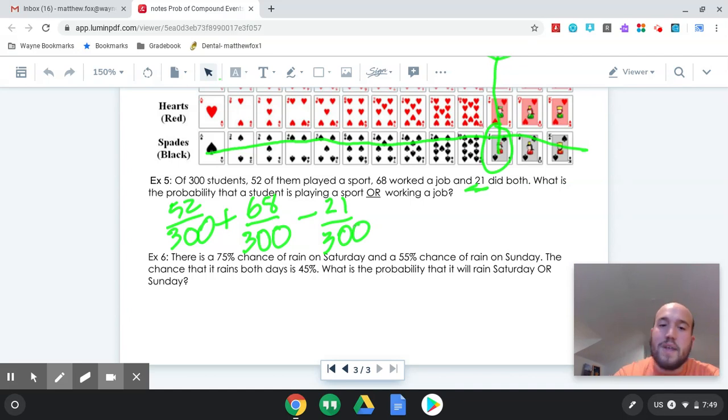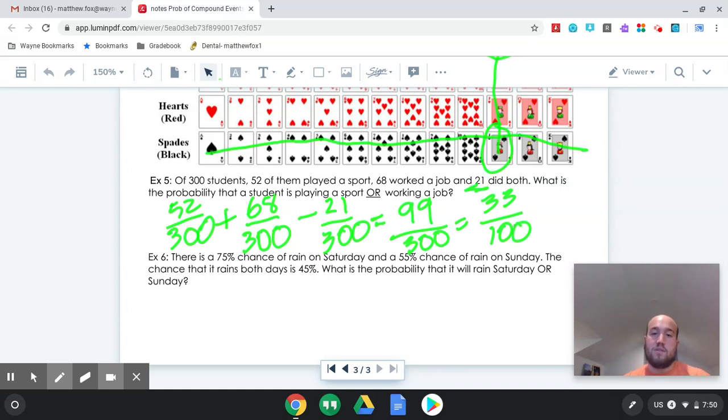If we add all that together, 52 and 68, okay, that'll give us 120 minus 21 leaves us with 99 over 300. Okay, now at this point, they are both going to be divisible by 3. Okay, 3 will go into 99 33 times, and it will go into 300 100 times. So we're left with 33 over 100. There's a 33% chance, but we'll just leave it as 33 over 100. That's the probability we'll draw one.